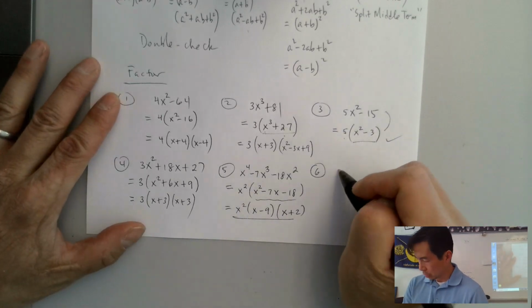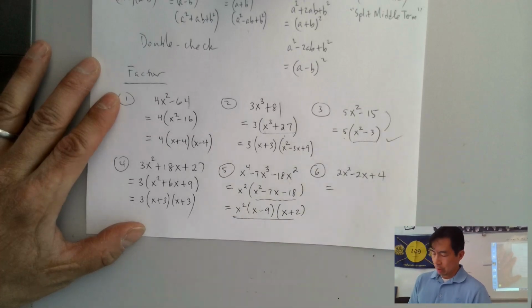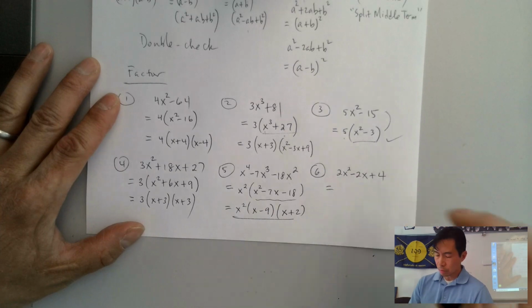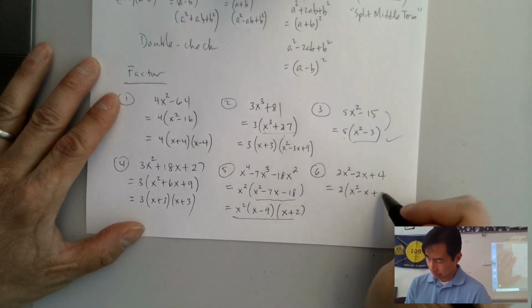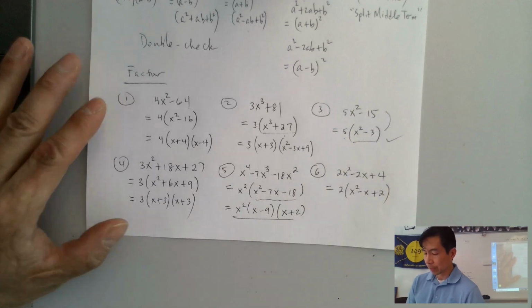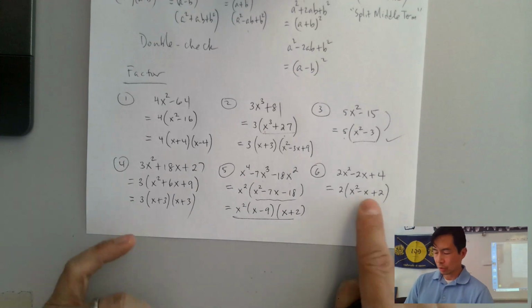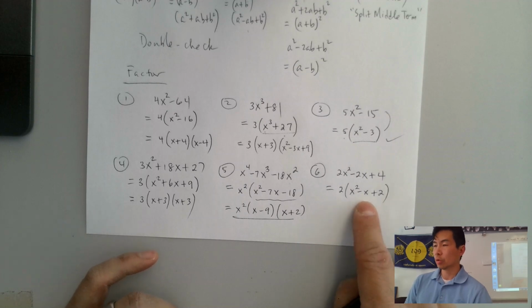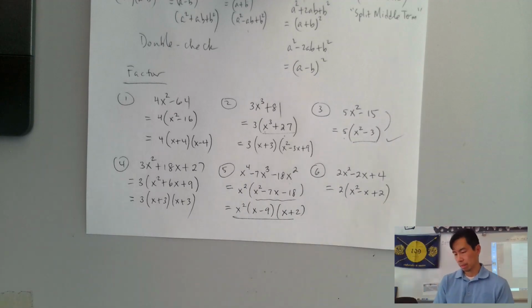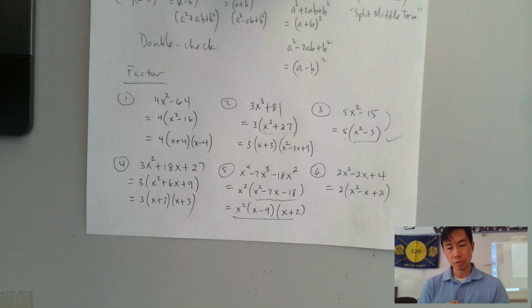And our last one, this trinomial with a GCF of 2. With a leftover of that. Playing the game now, I need a product of 2, a sum of negative 1. There doesn't seem to be any winners.